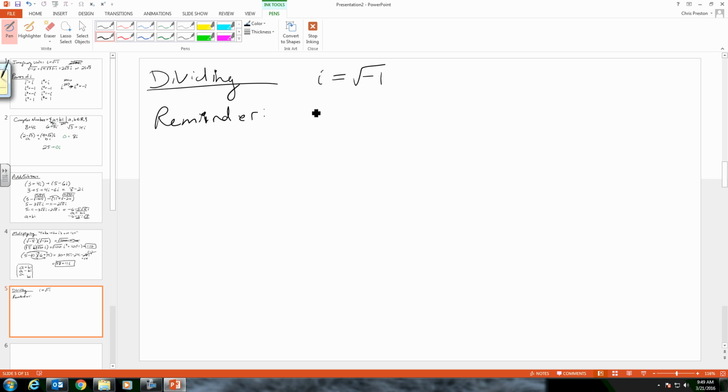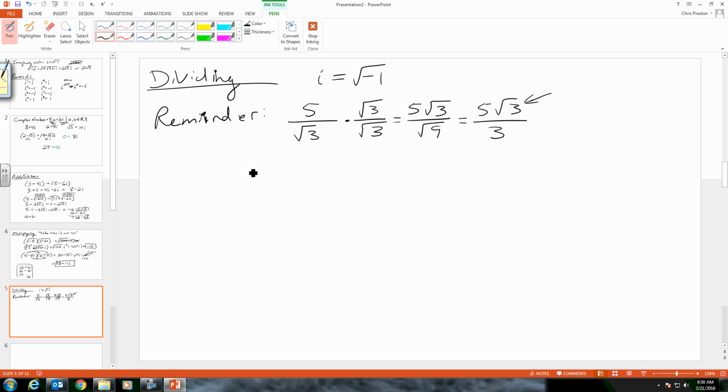Reminder: if you have something like 5 over root 3, we don't like to have a root in the denominator. It's called rationalizing the denominator. We don't like that root down there. So what we're going to do is multiply by something that will make the bottom a perfect root. I'm going to multiply by square root of 3, and that gives me 5 root 3 over the square root of 9. Square root of 9 is 3. So no more root on the bottom.